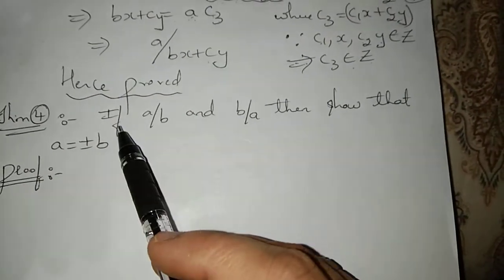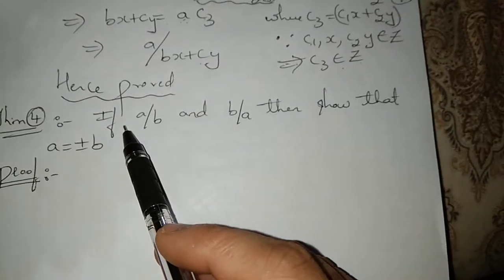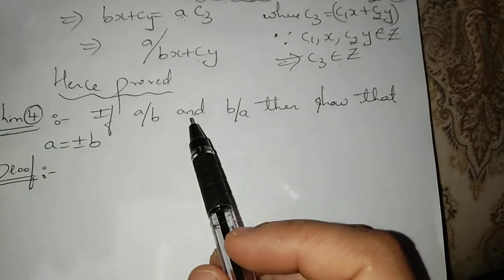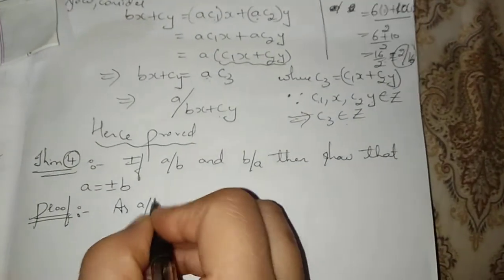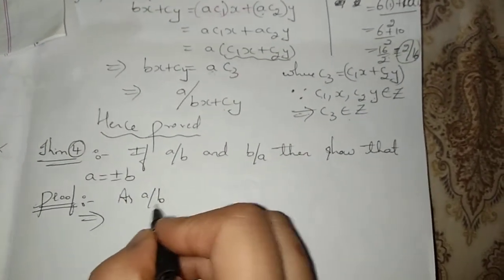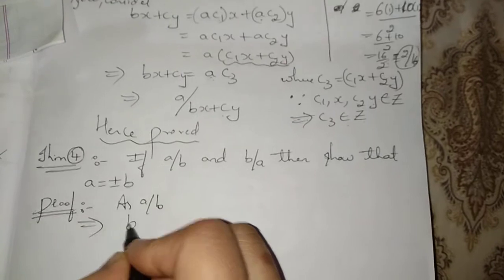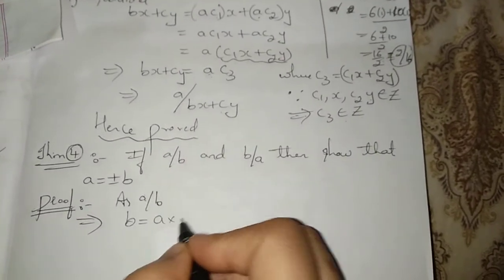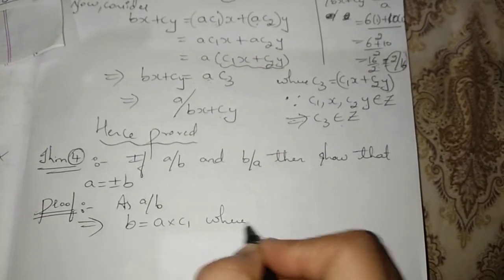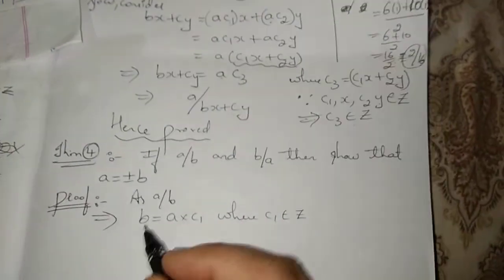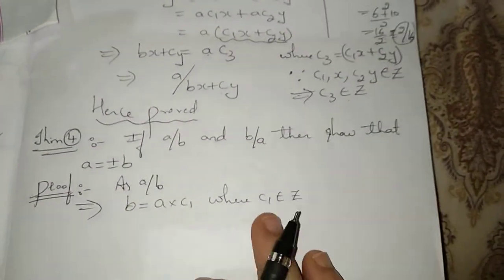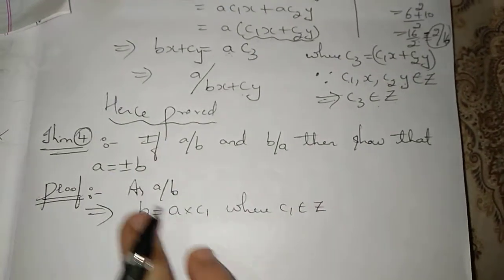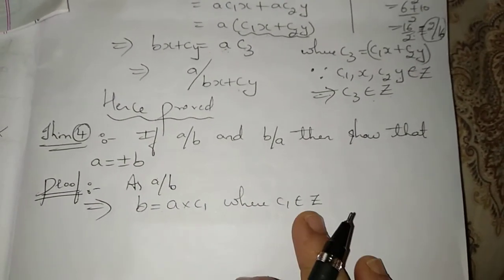So what you need to consider here is that A divides B and B divides A, right? So let us start. As A divides B implies what? By the definition of divisibility, B is equal to A into C1, where C1 belongs to some integer. B is a multiple of A, that is the meaning of that. So where C1 belongs to the integer, this is by the definition of divisibility I have written.